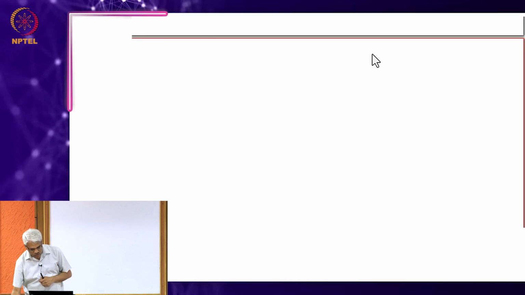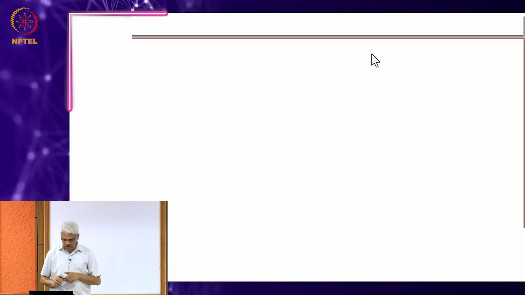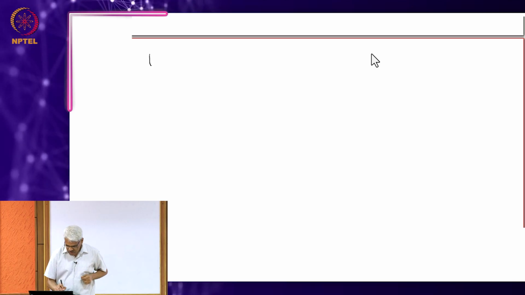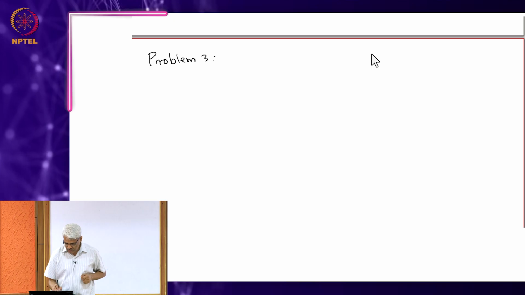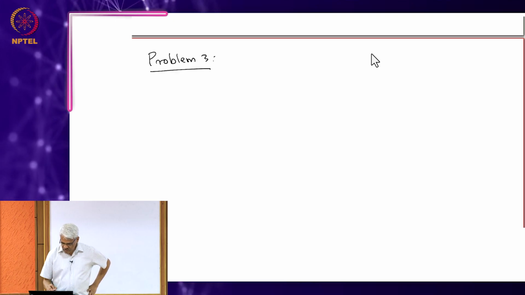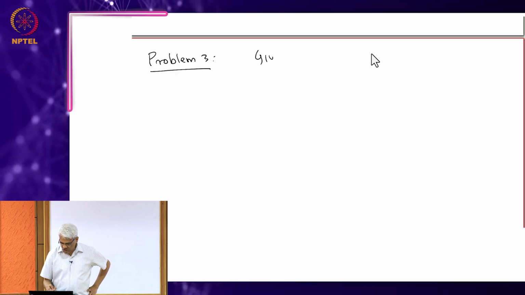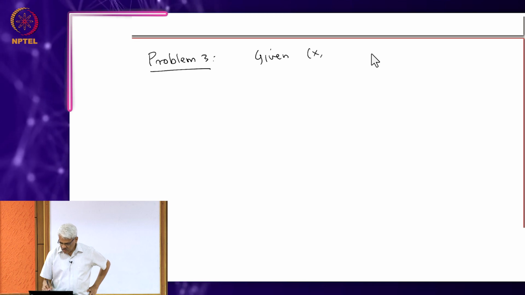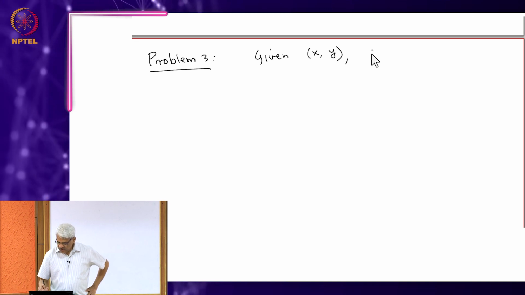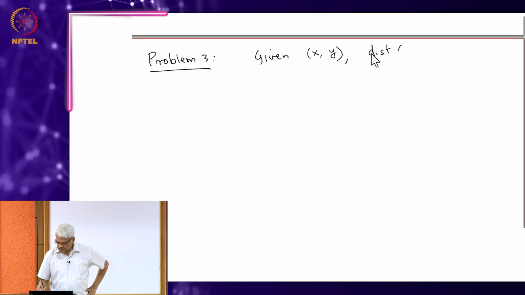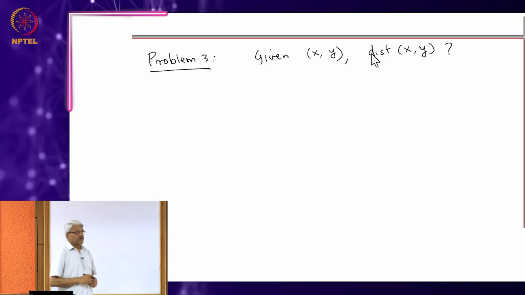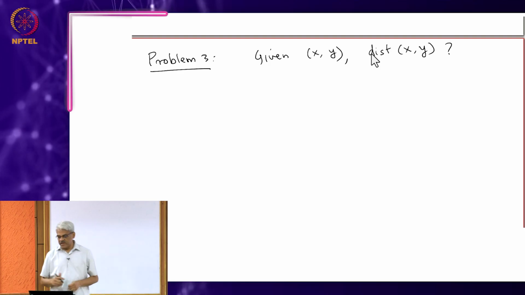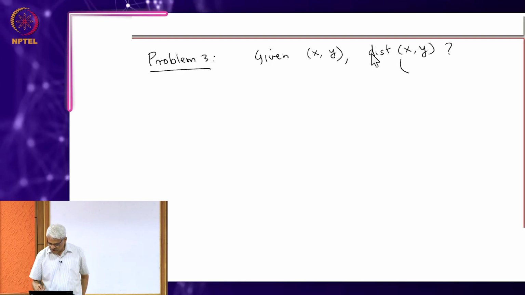Okay, so the third problem I am going to talk about: given x, y, give me the distance between x and y, right. It is an undirected, unweighted graph. So, the distance between x and y is the length of the shortest path between x and y.